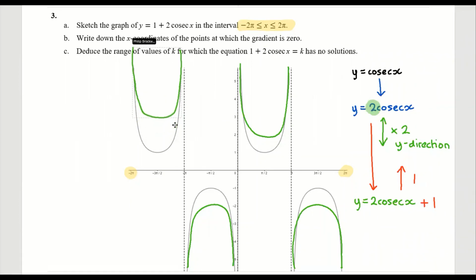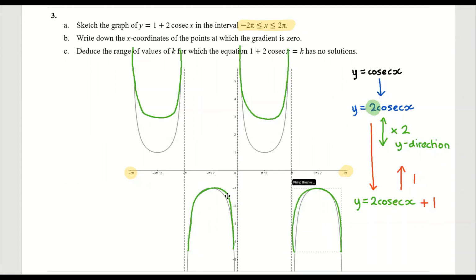So the minimum here is now going to be at 3. Likewise, on this branch here, the minimum is going to be at 3. Okay, and then if I add 1, just be careful here, we're not multiplying by anything, so we've got to move everything up by 1. So it goes back up to negative 1, and here this is going to go back up to negative 1 also. So it looks like we've got our sketch completed.